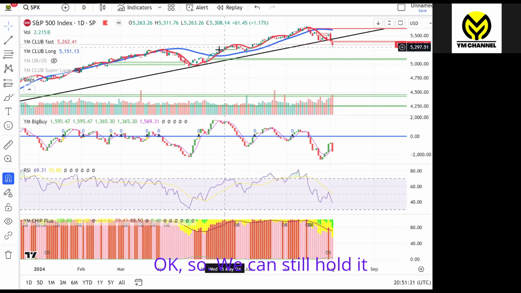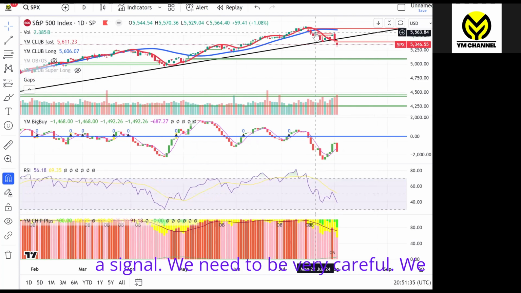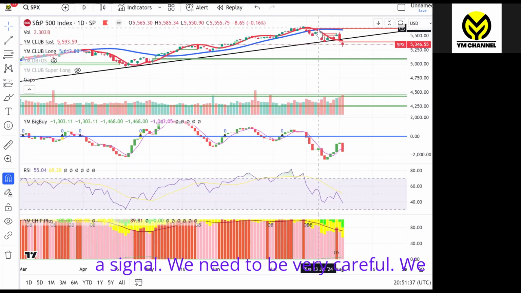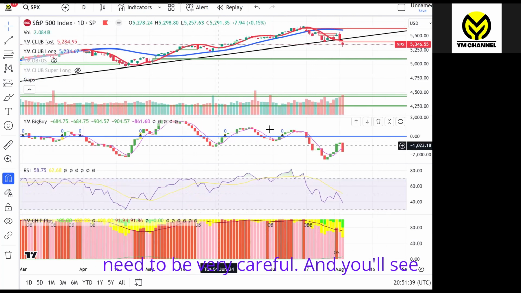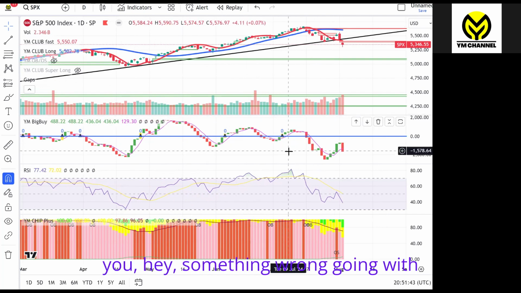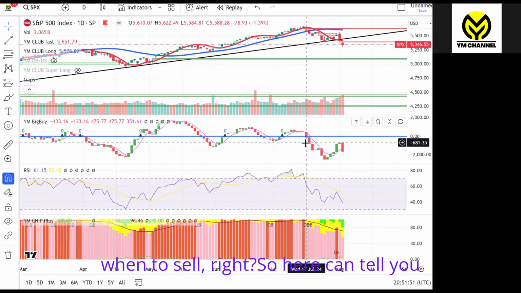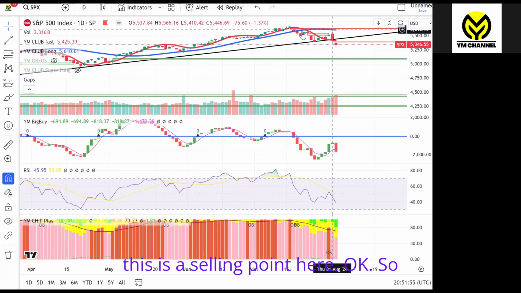We can still hold it until they drop below the blue. This is a signal we need to be very careful. You'll see the signal here. This signal only tells you, hey, something is wrong with the fund. The fund is not catching up with the trend line, okay? It just gives you a warning, but it doesn't give you a signal when to sell, right? So here can tell you this is a selling point.